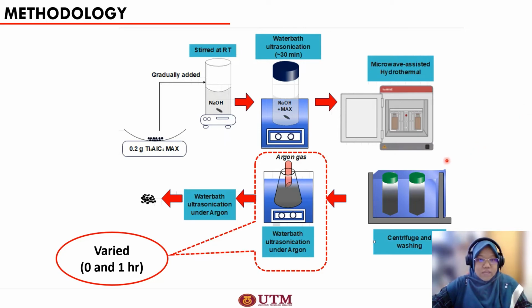Subsequently, the mixture will be sent for the centrifuge and washing cycle several times until we get a supernatant of pH around 8. Lastly, the sample we get will be divided into two categories, sample A and sample B. Sample A will be directly turned into powder using the freeze drying process, and will not undergo water bath sonication. Meanwhile, sample B will be sent for water bath sonication under argon condition for 1 hour in order to delaminate the MXene, and then the 1 hour MXene will be freeze dried to turn into powder form.